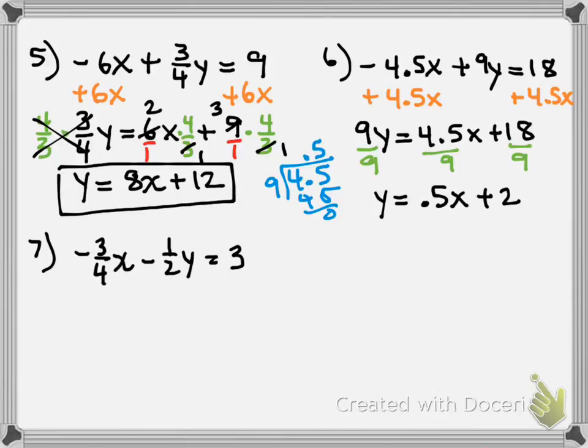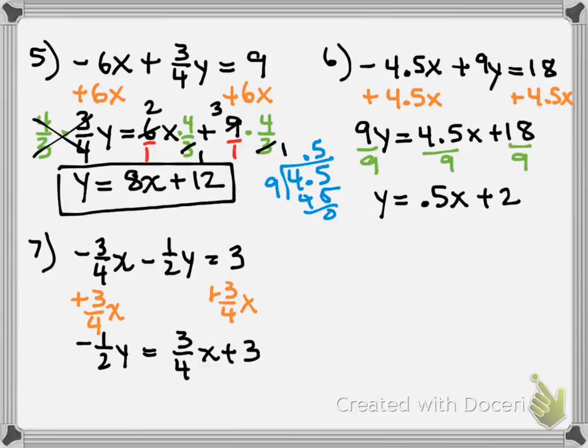And then last but not least, we've got this guy down here. He again starts with a negative, so we're going to add 3/4 x to both sides. That leaves me with negative 1/2 y equals 3/4 x plus 3. And just like in number 5, to get rid of a coefficient that's a fraction, we're going to multiply both sides by the reciprocal. So we're going to actually multiply both sides by -2.